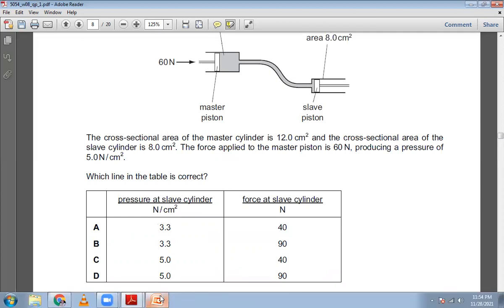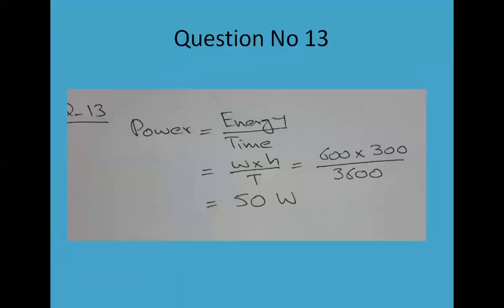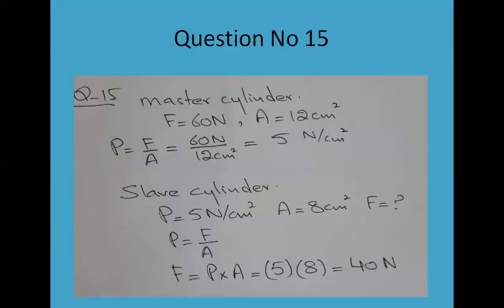So let me show you how I have done this. So that's this question number. The master cylinder, the force applied is 60 Newton, the area is 12 centimeters square. So I can calculate the pressure, that is force divided by area. So that will be 60 Newton divided by 12 centimeters square. So the pressure in the master cylinder will be 5 Newton per centimeter square. And according to Pascal's principle, the same pressure is transmitted to the slave cylinder. So the slave piston will be experiencing a pressure of 5 Newton per centimeter square.